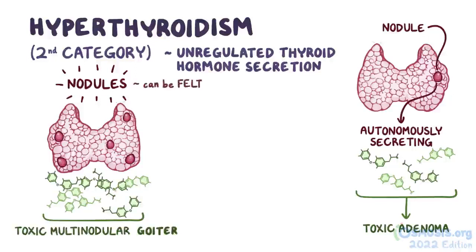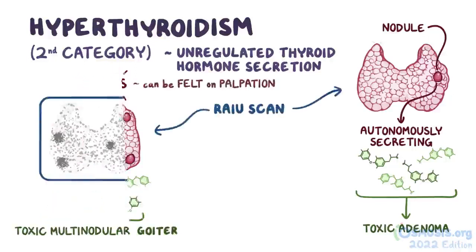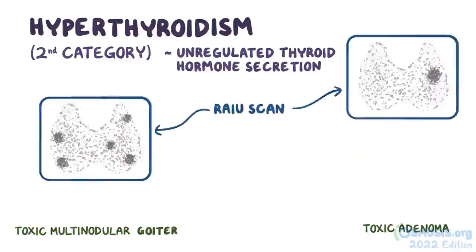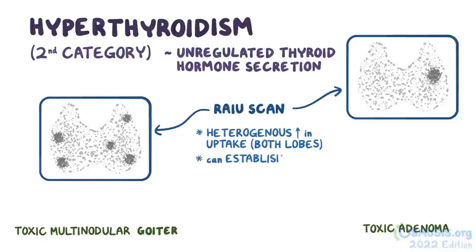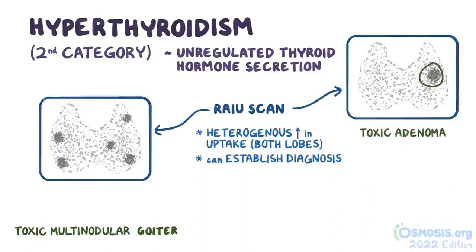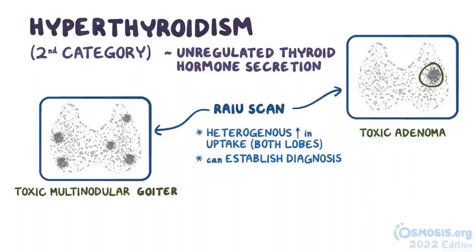These nodules can be felt on palpation, and on an RAIU scan, the areas with nodules appear darker than the rest of the thyroid. So rather than having a diffuse increase in the iodine uptake, there's heterogeneous increase across both lobes. In other words, some spots in the thyroid gland look darker than other parts. The RAIU scan alone can establish the diagnosis of either toxic adenoma, a single dark spot, or toxic multinodular goiter, multiple dark spots. Easy peasy.